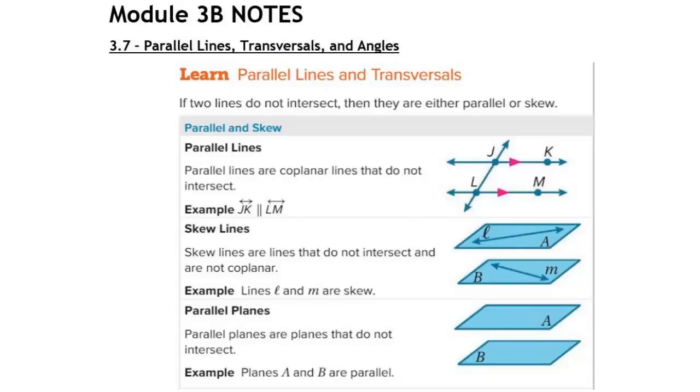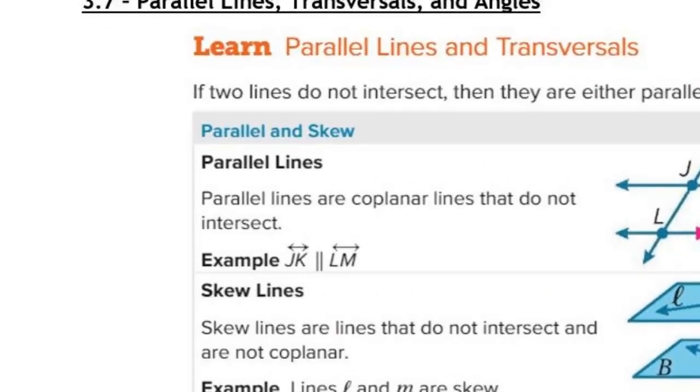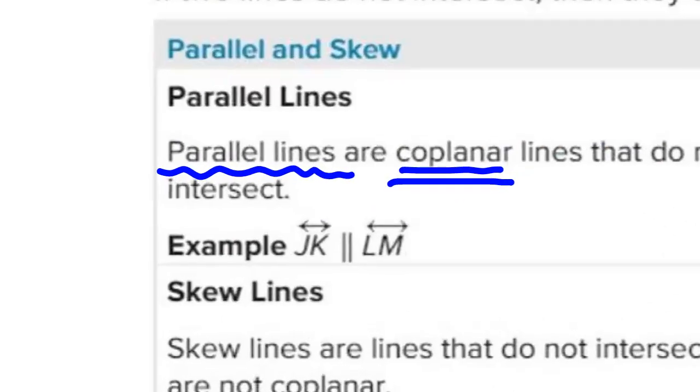Our new special angle pairs are going to have one of those two relationships. They'll either be congruent or they will add to 180. All right, but let's start talking about parallel lines. If two lines do not intersect, then they are either parallel or skew. So parallel lines are coplanar lines that do not intersect.